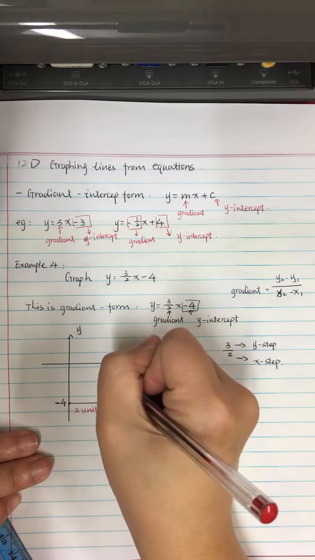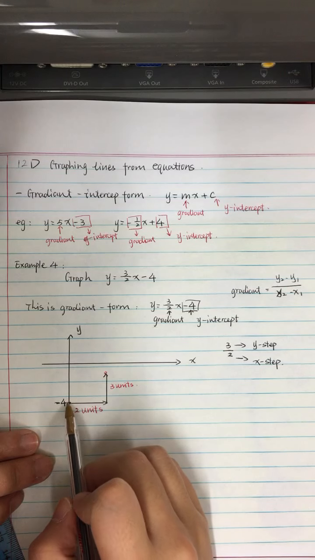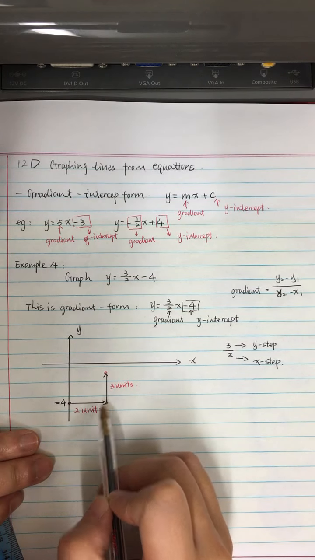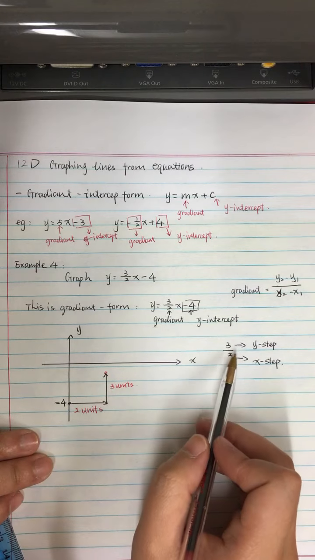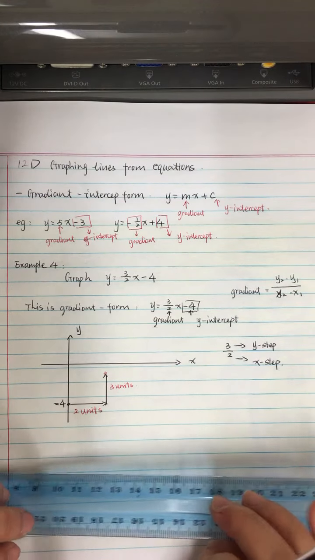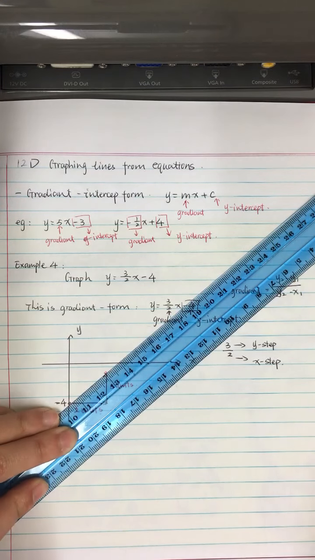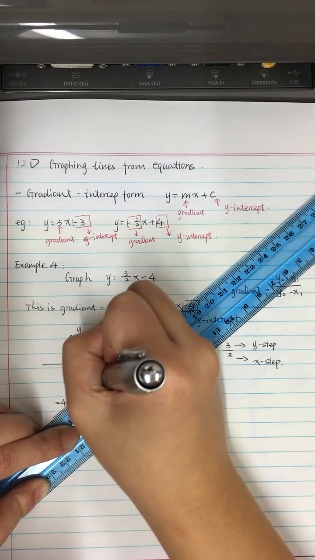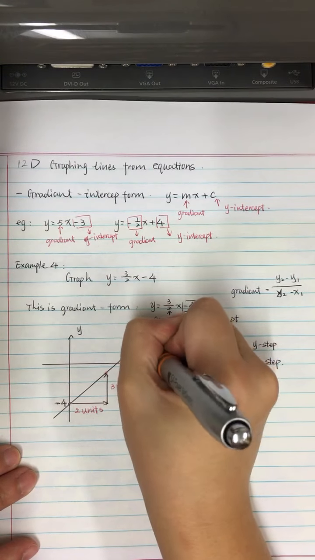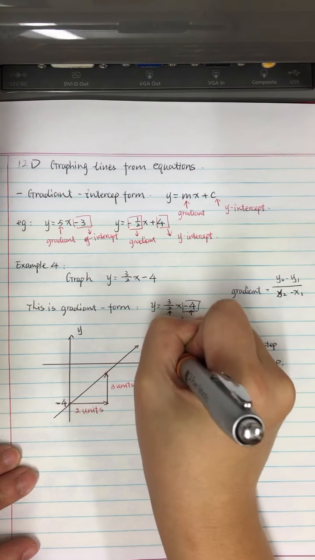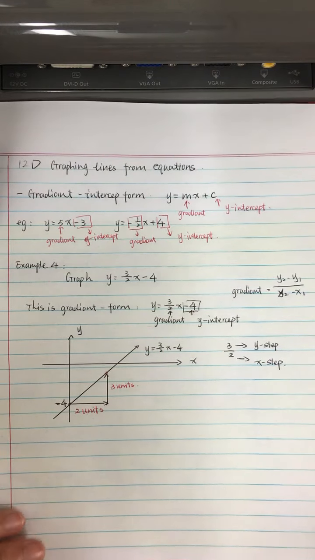Then we can find our second point. Start with your y-intercept, go to the right for 2 units because that's positive 2, and go up 3 units because that's positive 3. Then I've got the two points, so now I can draw my graph. And that graph is y equals 3 over 2 x take 4. Here we go, and I'm done for that.